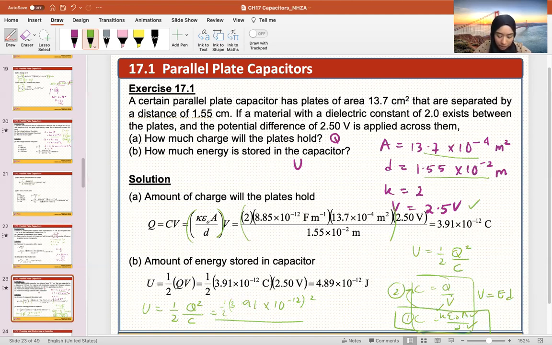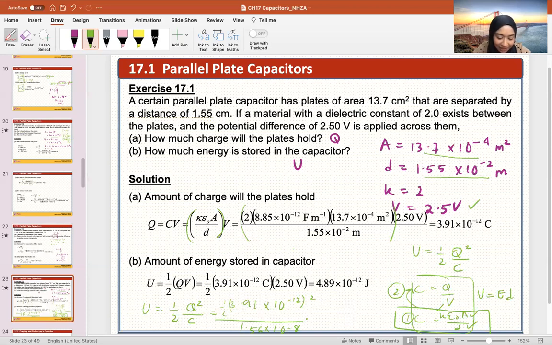Times area, 13.7 times 10 to the minus 4, divided by the distance, 1.55 times 10 to the minus 2. Hopefully I did not make an error on my calculator, so it's supposed to be 1.56 times 10 to the minus 8. Okay, so times 2, so 3.91 times 10 to the minus 12 divided by answer.